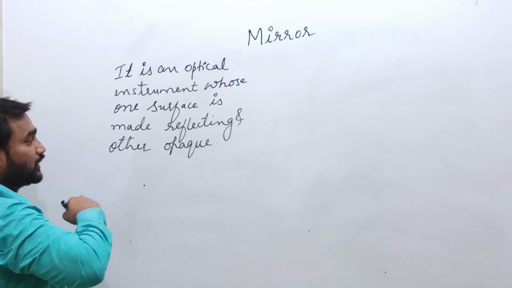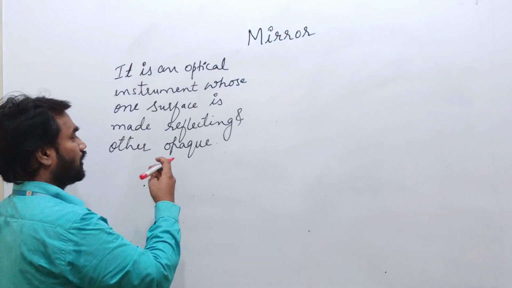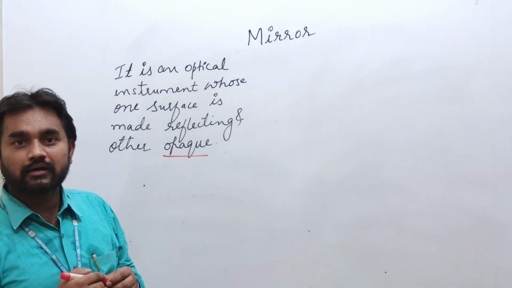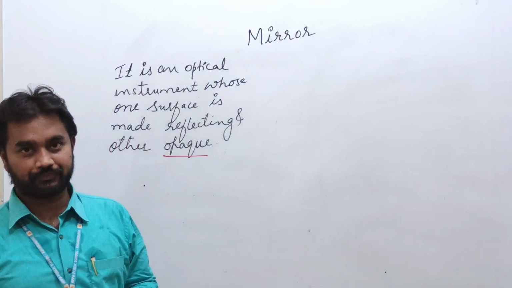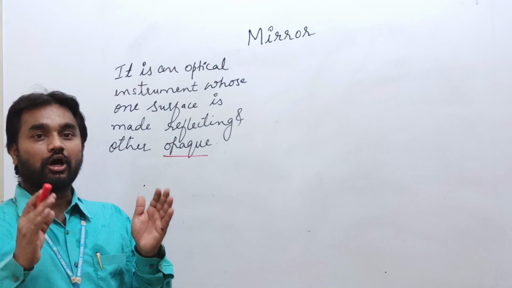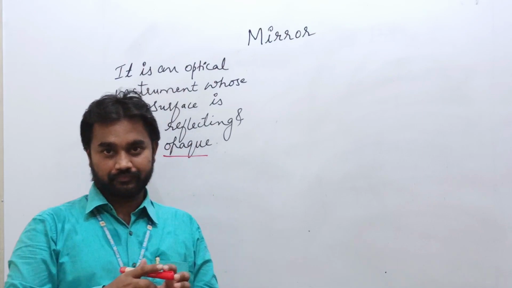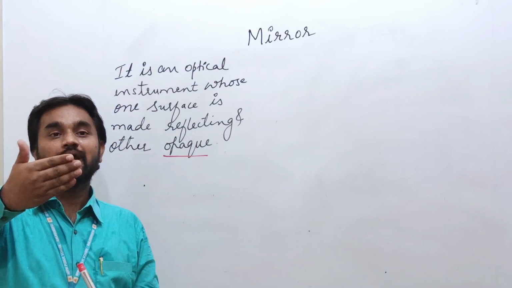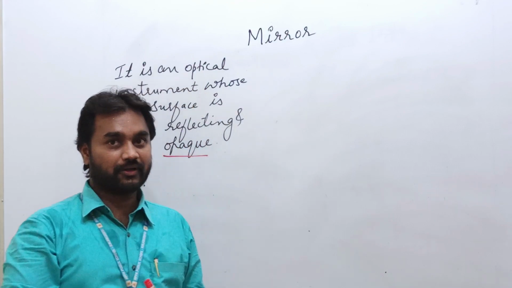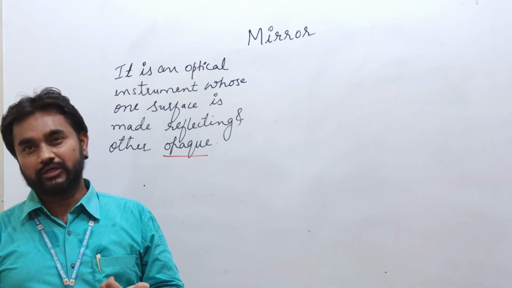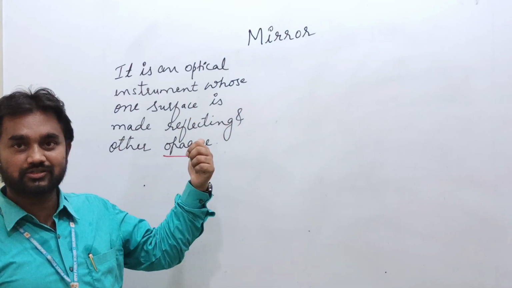Now what is this opaque? Opaque means the object which does not allow any light to pass through it. If light passes through it, then we will be able to see through. If the light is not able to pass through it, then it is going to reflect. So that is opaque. You can take wood, which is an opaque object. So here the mirror is also an opaque object.